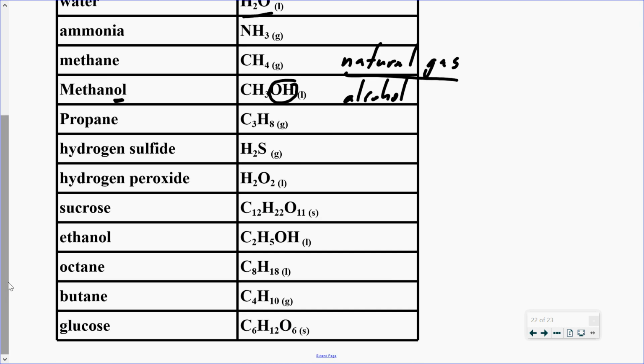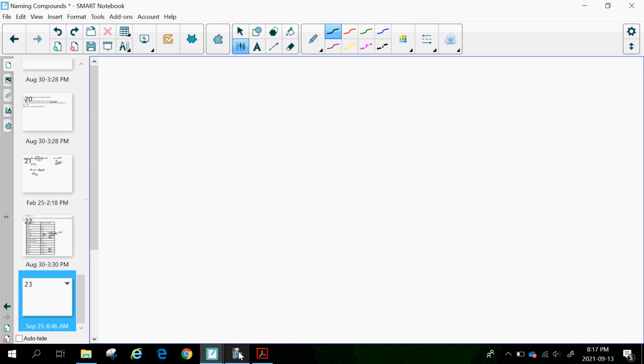Sucrose, you should recognize along with the other sugar, glucose at the bottom here. Another alcohol, ethanol. This is the alcohol in alcoholic beverages. Octane, major fuel that you find in gasoline. Butane, major fuel. Well, that's the fuel in butane lighters. So this is a fuel. This is a fuel. This one here is a fuel. Natural gas, of course. That one's a fuel. So these ones, you do need to, unfortunately, memorize those. And that's about it then for the molecular compounds.